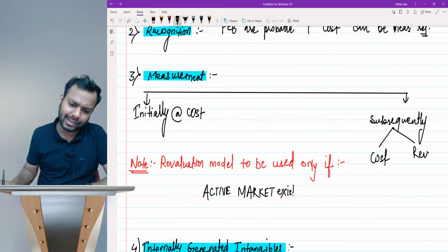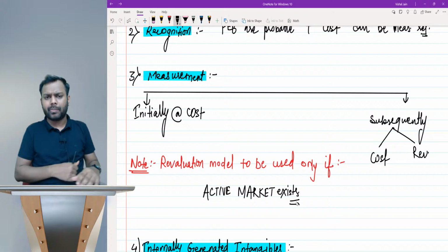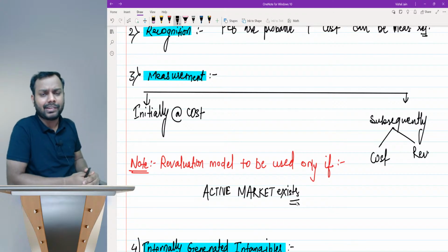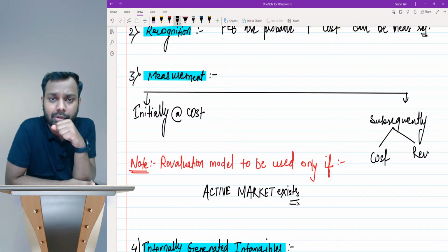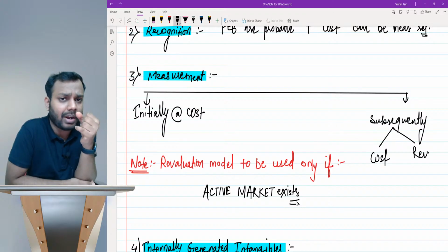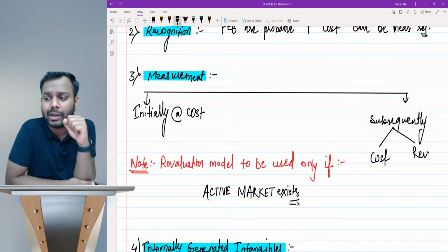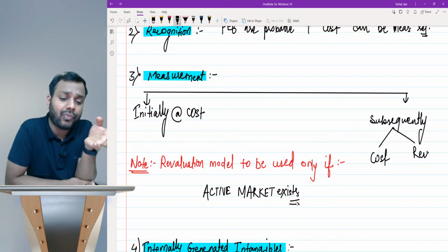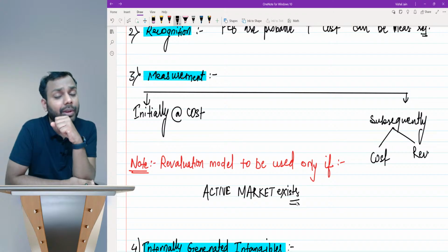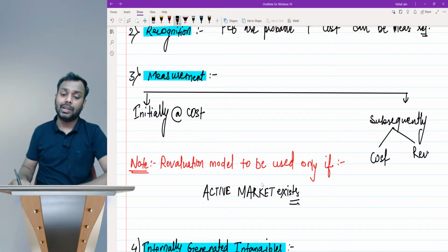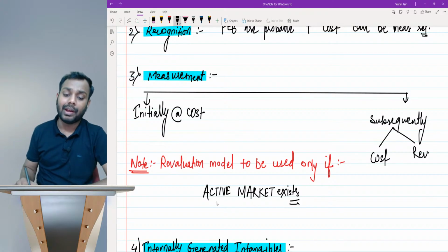Why does an active market need to exist? Let's suppose Zomato has its brand name. How will it get the fair value of Zomato? Is the brand name of Zomato sold openly in the market? No, it's not. And if you think that I'll get the fair value by using an expert, that might be manipulated. So our standard says we can use the revaluation model if and only if an active market exists.